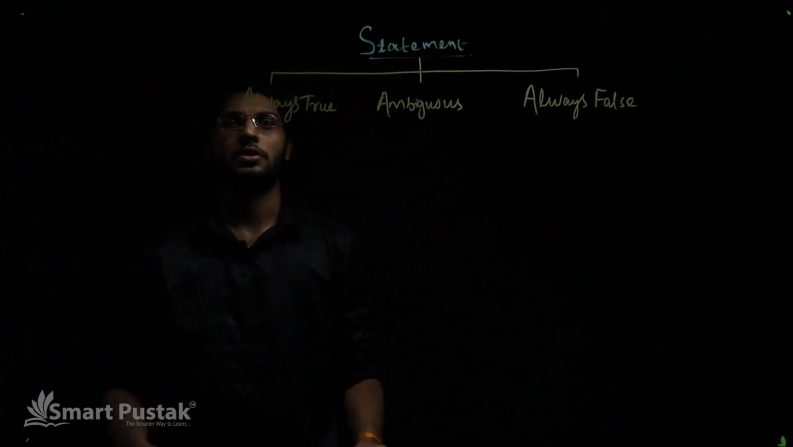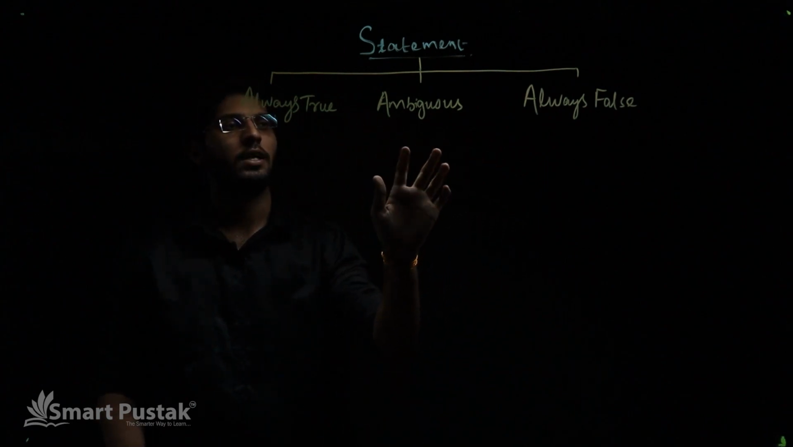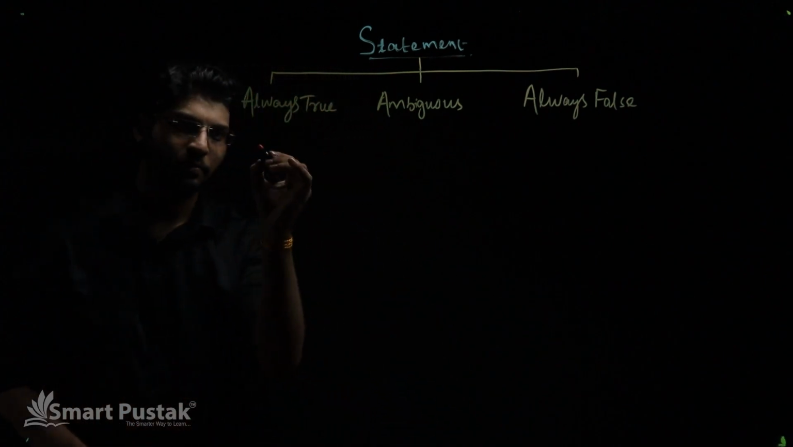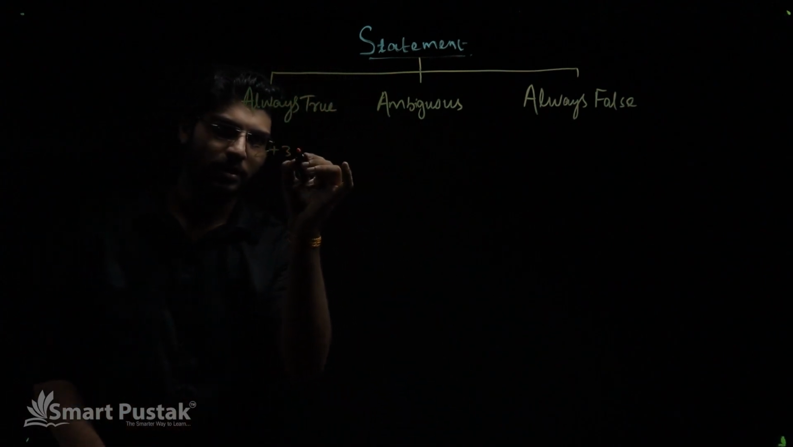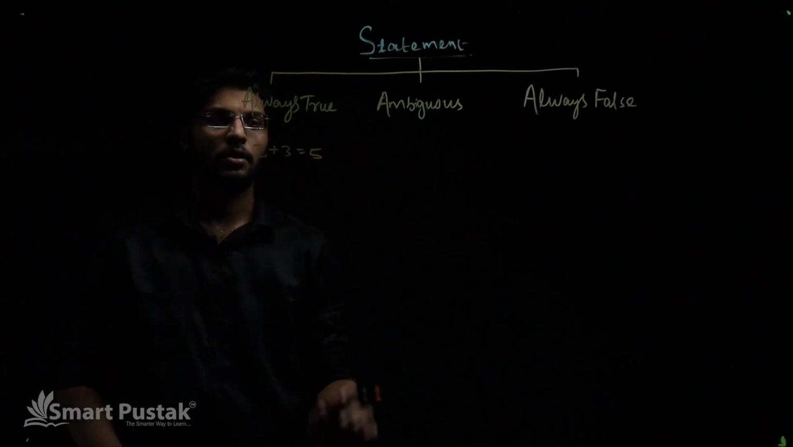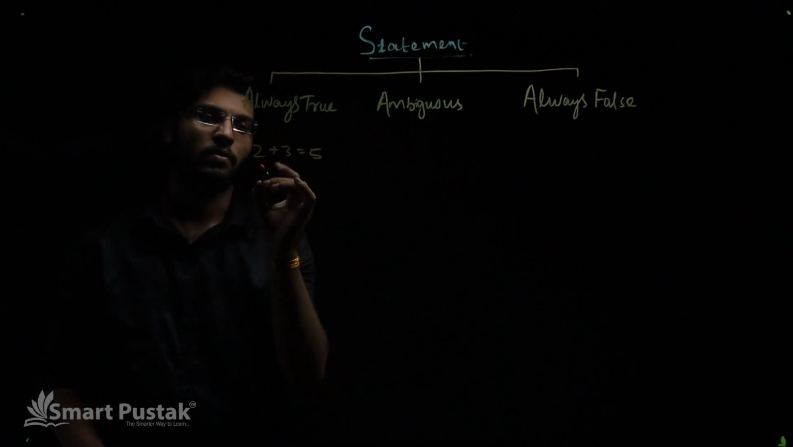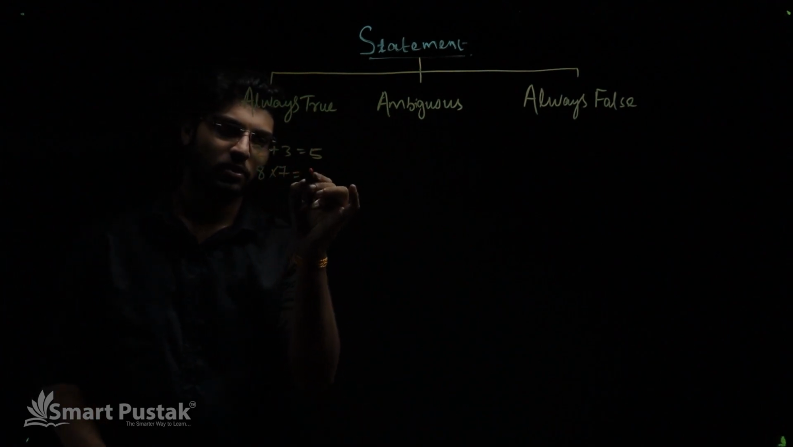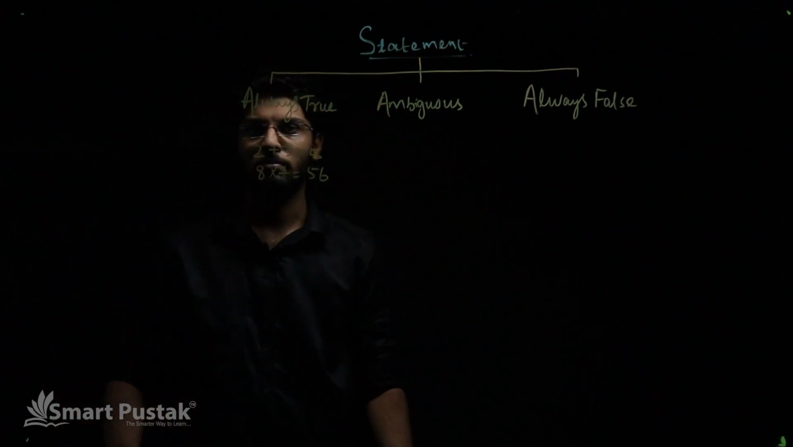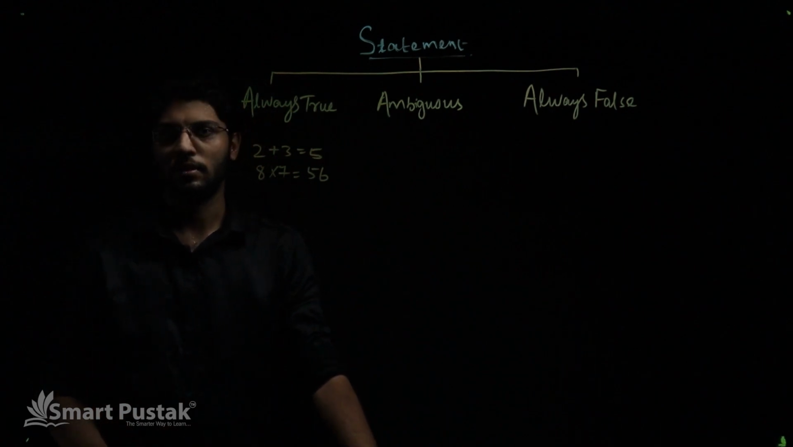Now we will come to our question. What is the necessity of reading always true, always false and ambiguous statements in mathematics? For example, I can say 2 plus 3 is equal to 5. This is a universally true statement because the addition of 2 and 3 gives you the result 5. 8 into 7 is equal to 56. Yes, this is also a true statement, because the multiplication of 8 and 7 gives you 56, not 60.